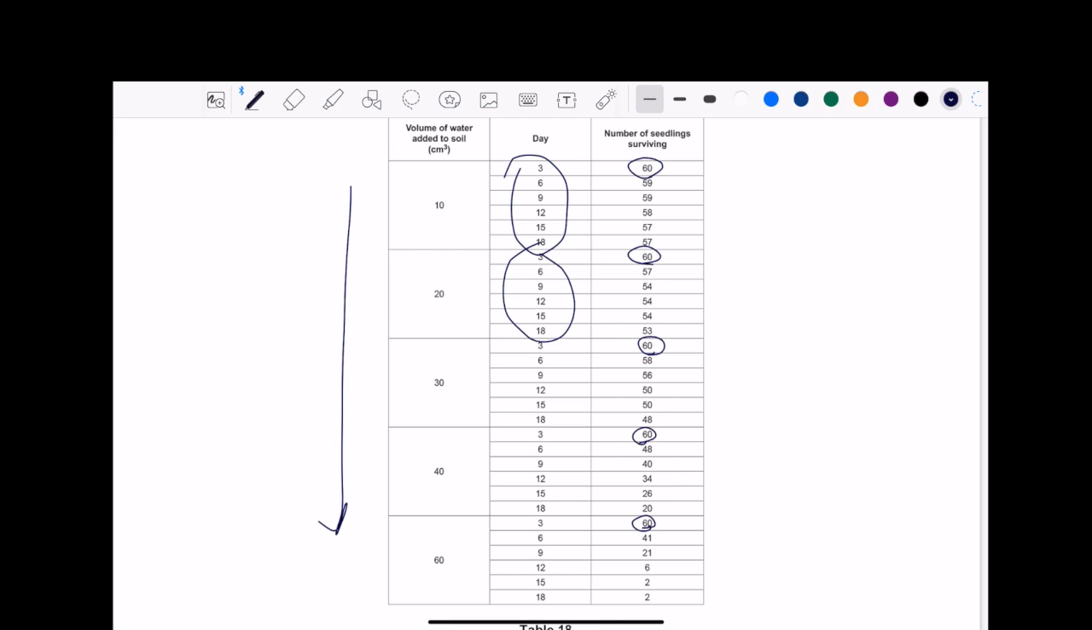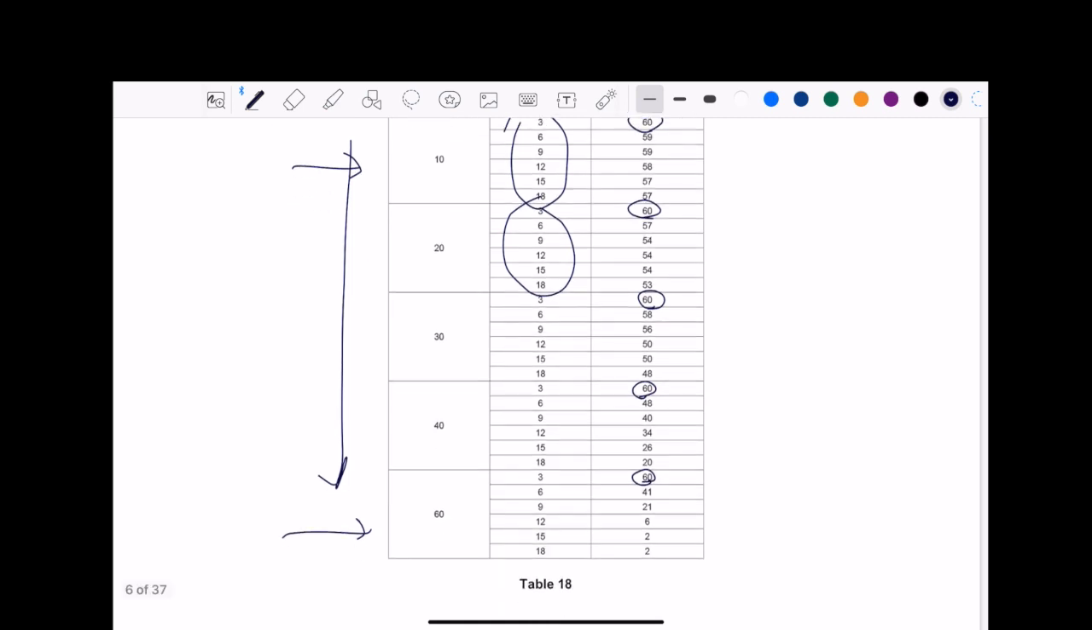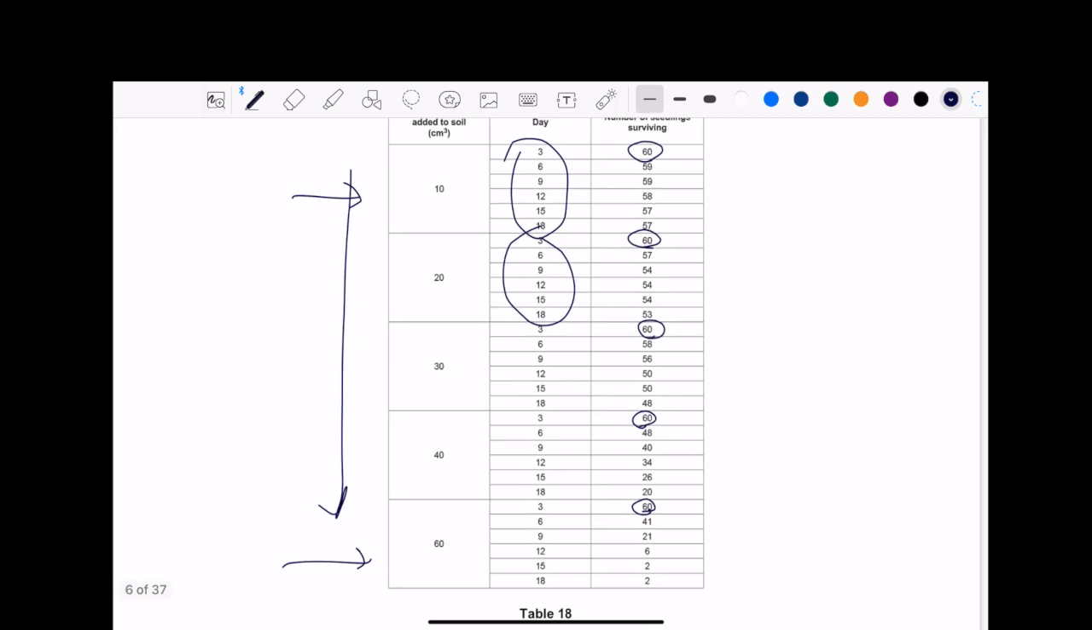Let's just take a quick look and a more in-depth look at this table. Let's start with 10 centimeters cubed, and let's look at 60 as well. So when 10 centimeters cubed of water is added, the number of seedlings surviving is very high. We go from 60 to 57. That's amazing, actually. However, this is where the tables turn, really. At 60 centimeters cubed of water, we go from 60 seedlings to 2 seedlings, right?